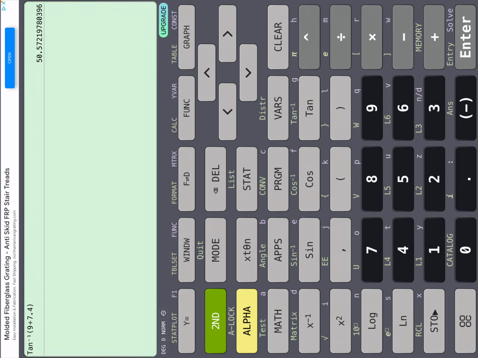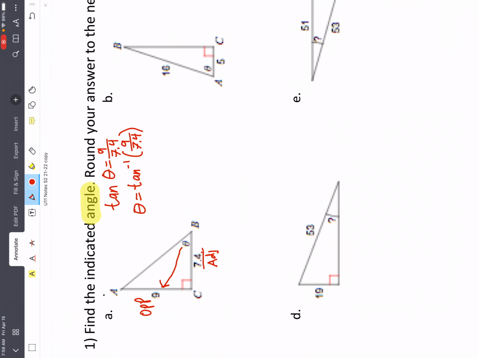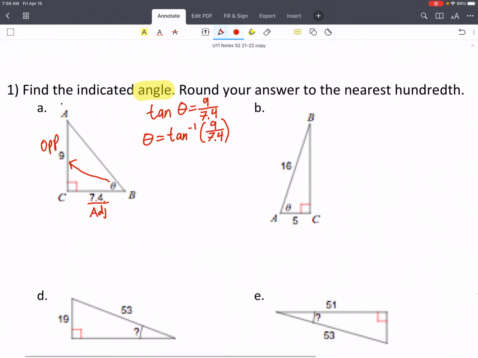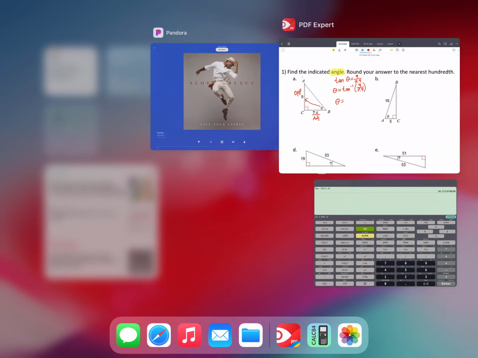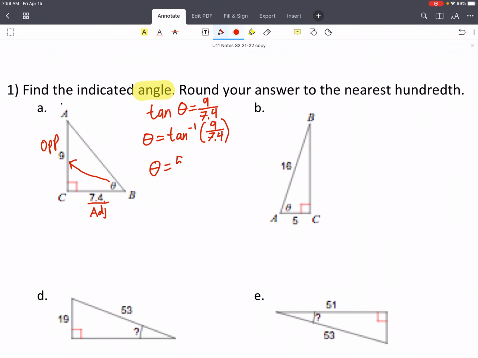50.57219 some. In the problem, it says that we need to round to the nearest hundredth. So that means hundredth is our second decimal place, so we'd have theta is equal to 50.57 degrees. And that's our answer. We don't need to do anything else. That's our angle. Our angle theta is equal to that right there. Okay?